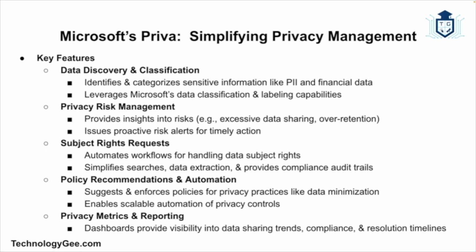And Priva simplifies this process by automating data subject request workflows, streamlining data searches and extraction, and providing audit trails to demonstrate compliance. Then there are policy recommendations and automation. So Priva offers policy recommendations tailored to an organization's unique privacy needs. For example, there could be policies to prevent unauthorized sharing of personally identifiable information, and there could be policies to enforce data minimization practices. Also, automation capabilities enable organizations to implement these policies at scale.